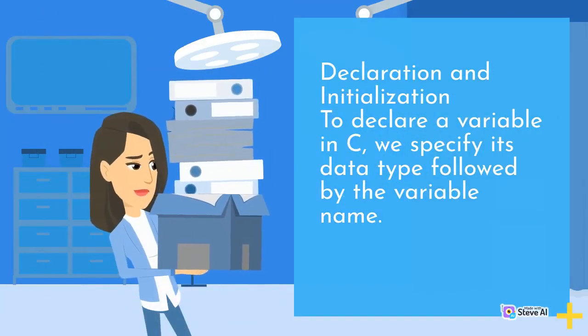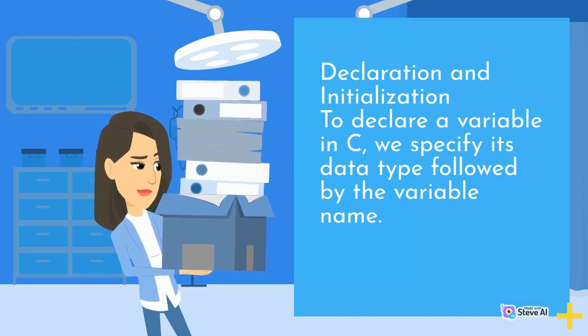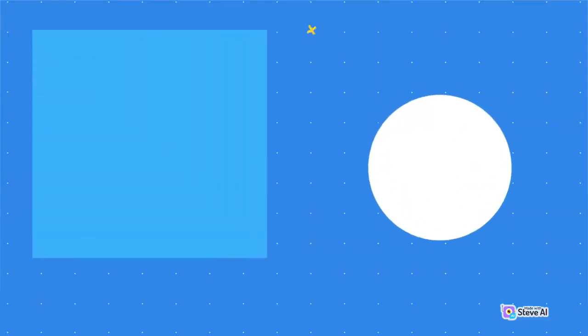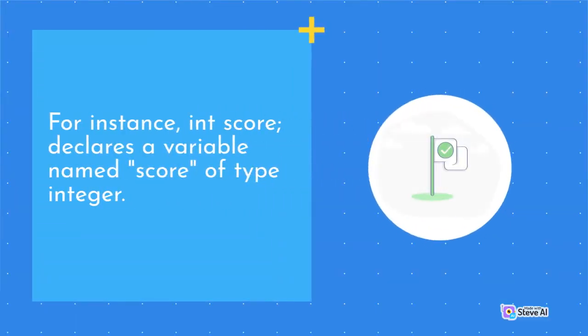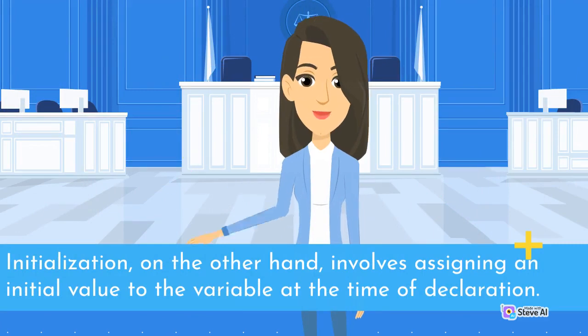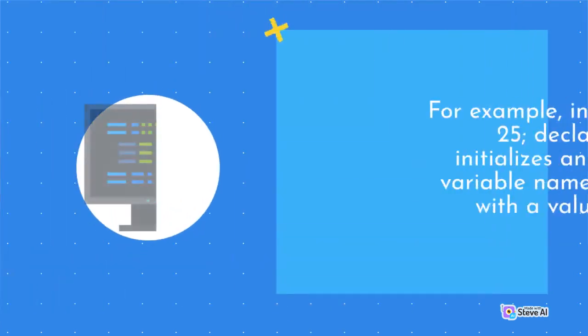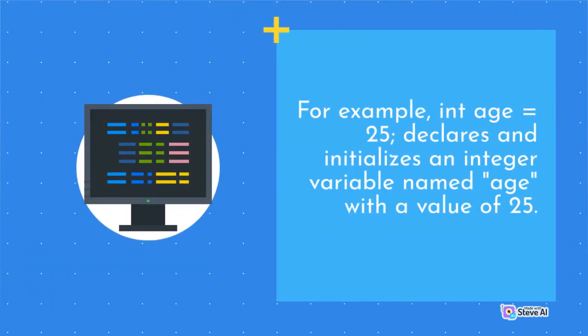Declaration and initialization. To declare a variable in C, we specify its data type followed by the variable name. For instance, int score declares a variable named score of type integer. Initialization, on the other hand, involves assigning an initial value to the variable at the time of declaration. For example, int age = 25 declares and initializes an integer variable named age with a value of 25.